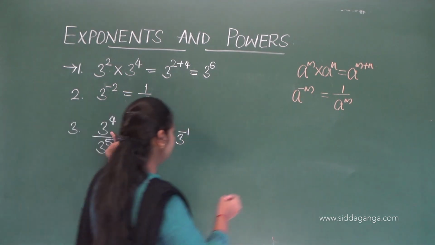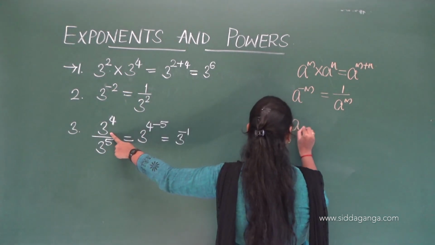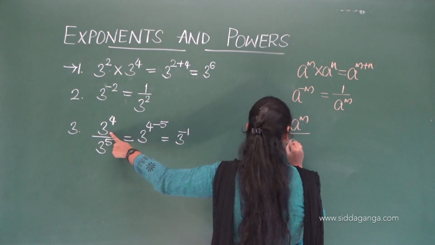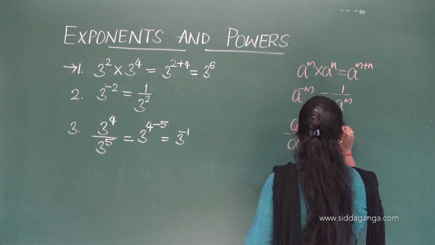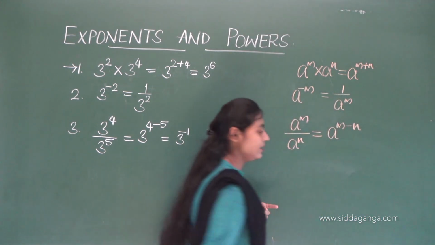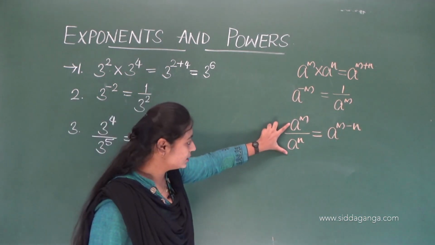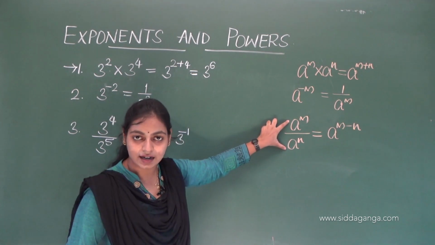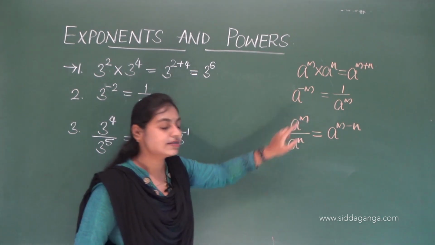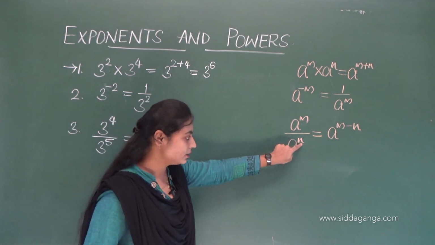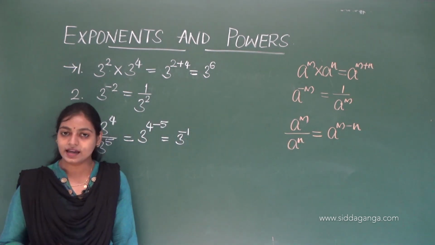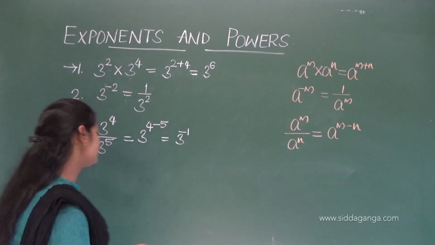So in general, when bases are the same, a to the power of m divided by a to the power of n is equal to a to the power of m minus n. When it is division and the bases are similar, you subtract the exponents: a to the power of m divided by a to the power of n is equal to a raised to the power of m minus n.